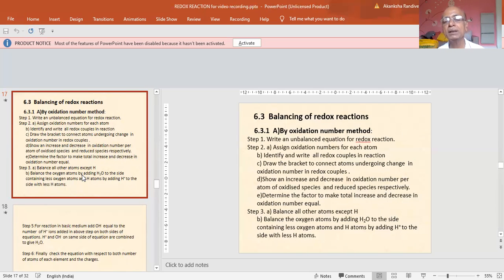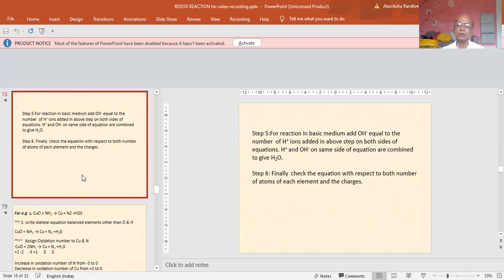आणि या स्टेप मध्ये हायड्रोजन आणि ऑक्सिजन हे बॅलन्स करायचे. तर कशा पद्धतीने करायचे? बॅलन्स द ऑक्सिजन ॲटम्स बाय ॲडिंग H2O. जेवढे लेफ्ट साइडला ऑक्सिजन आहेत तेवढे राईट साइडला ऑक्सिजन करण्यासाठी तेवढे H2O मॉलिक्युल्स घ्यायचे. राईट साइडला म्हणजे प्रोडक्ट साइडला, म्हणजे ऑक्सिजन बॅलन्स झाले. आणि हायड्रोजन बॅलन्स करण्यासाठी कंटेनिंग लेस oxygen atoms and hydrogen atoms, they are balanced by adding H plus atoms to the side with less hydrogen atoms. जिथं हायड्रोजन atoms कमी आहेत, ज्या साइडला हायड्रोजन atoms कमी आहेत त्या साइडला H plus ions ऍड करायचे आणि हायड्रोजन बॅलन्स करायचे. या पद्धतीनं by oxidation number method the redox equation is balanced.